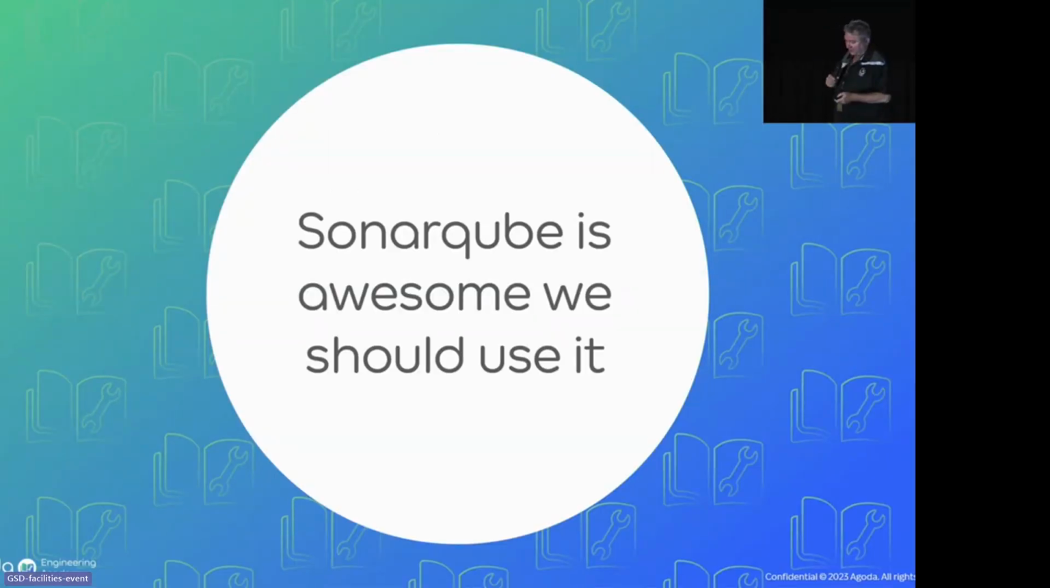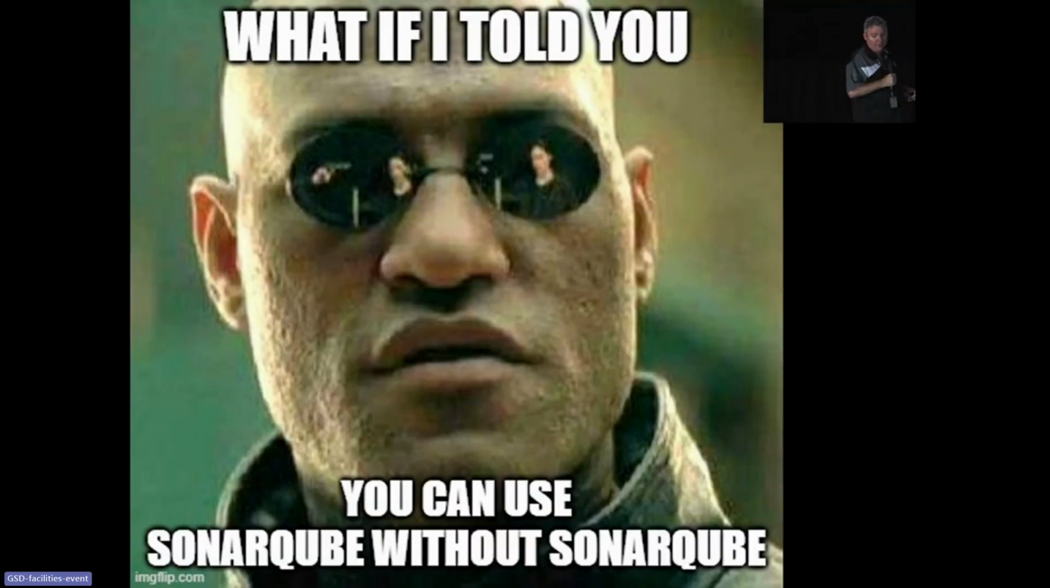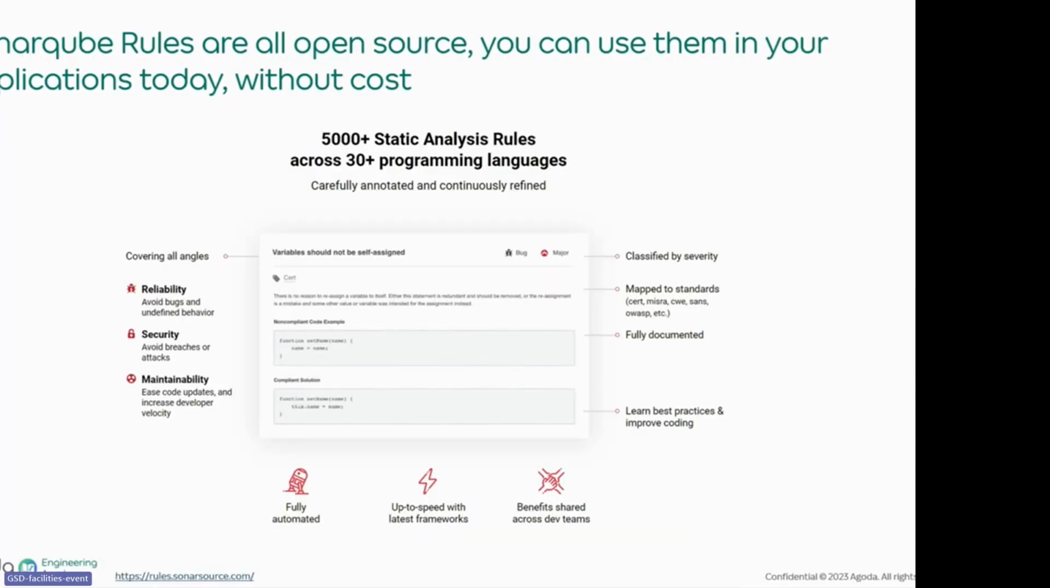And whenever I talk about static code analysis and things like this, people always tell me, SonarQube is awesome, we should use it. We actually did use SonarQube a long time at Agoda. But what if I told you you can use SonarQube without using SonarQube? The big advantage to SonarQube is all the static code analysis rules it has, and these are all open source. So if you want to use any of the analysis that SonarQube does, you can just go and install their packages. You don't need to pay an exorbitant amount of money for a SonarQube license. So I'd recommend checking them out. They're really good.